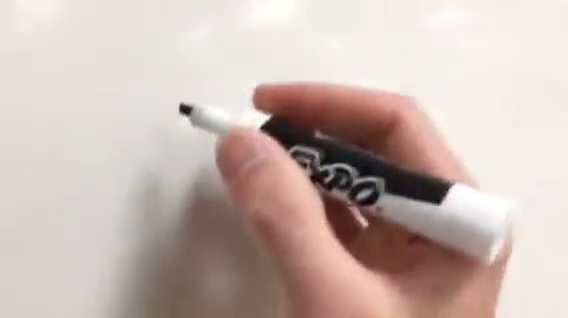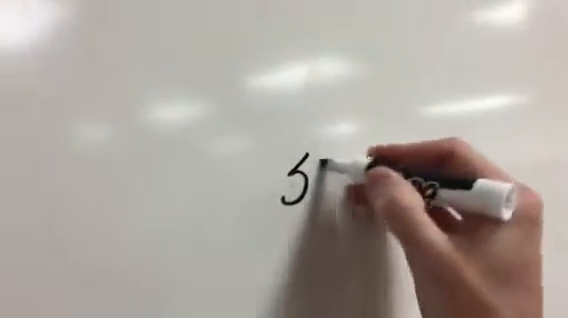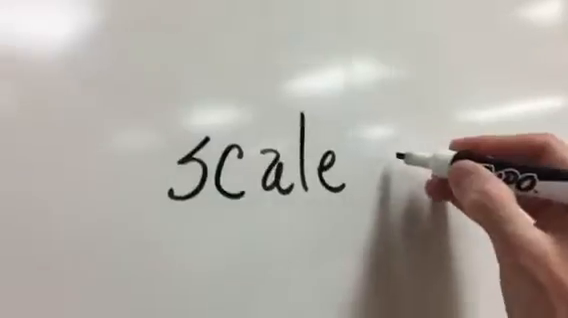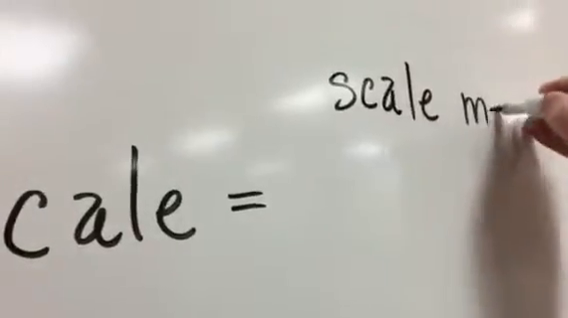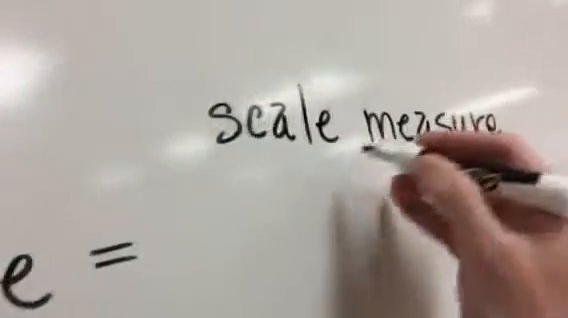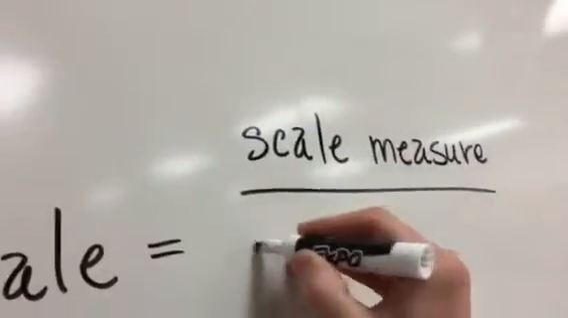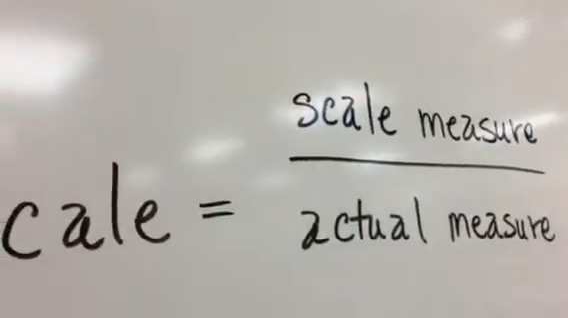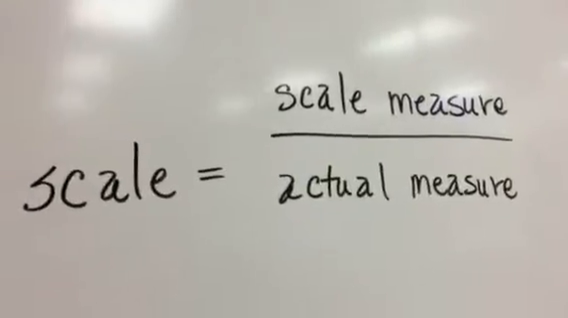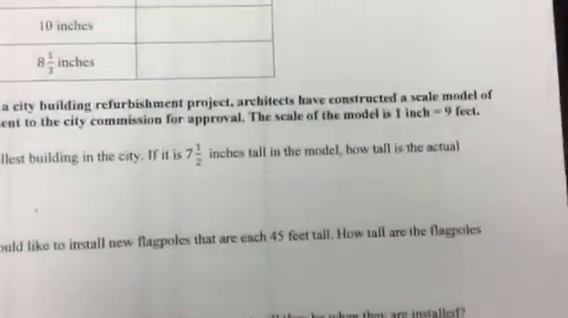So we're going to come over here and set this up the same way we've been doing it. To start off with, we need to use our formula. So scale, and this can be scale or scale factor, either one, it doesn't matter, is equal to scale measurement. You can put scale measure, that should be good enough, over actual measure. So there's the formula that we used last week. We know the scale of the model, it was in the directions over here, and it is 1 inch equals 9 feet.